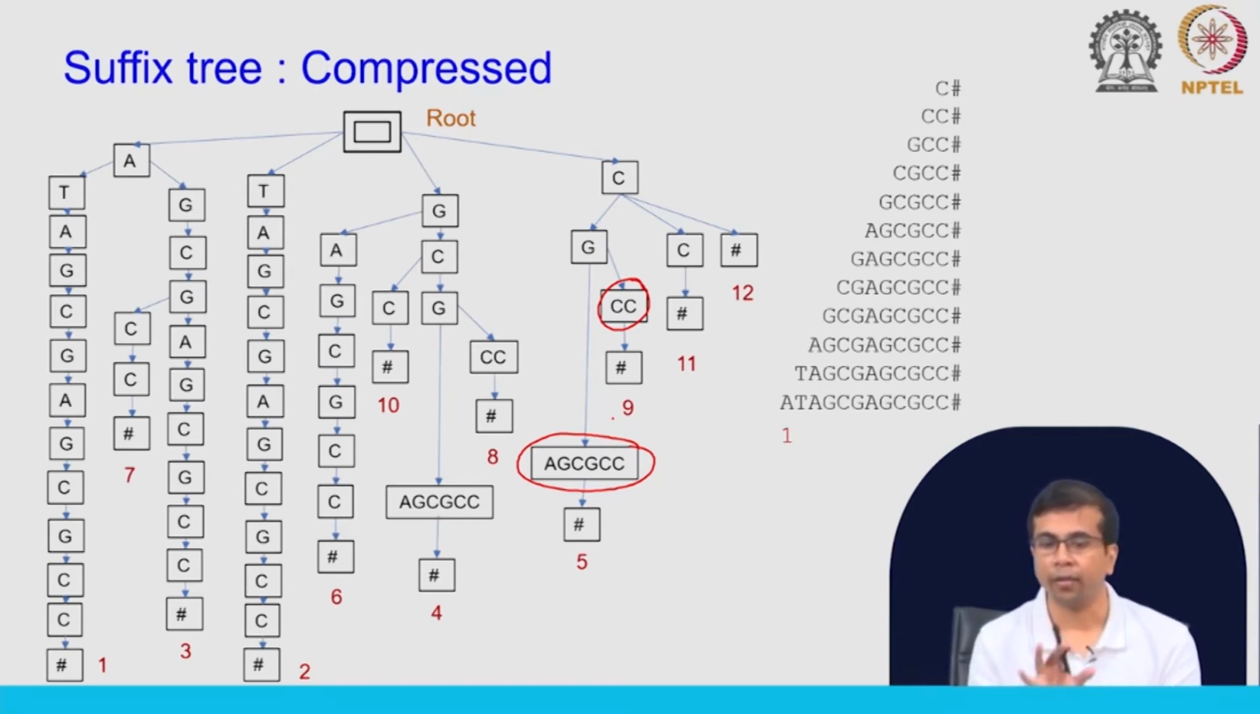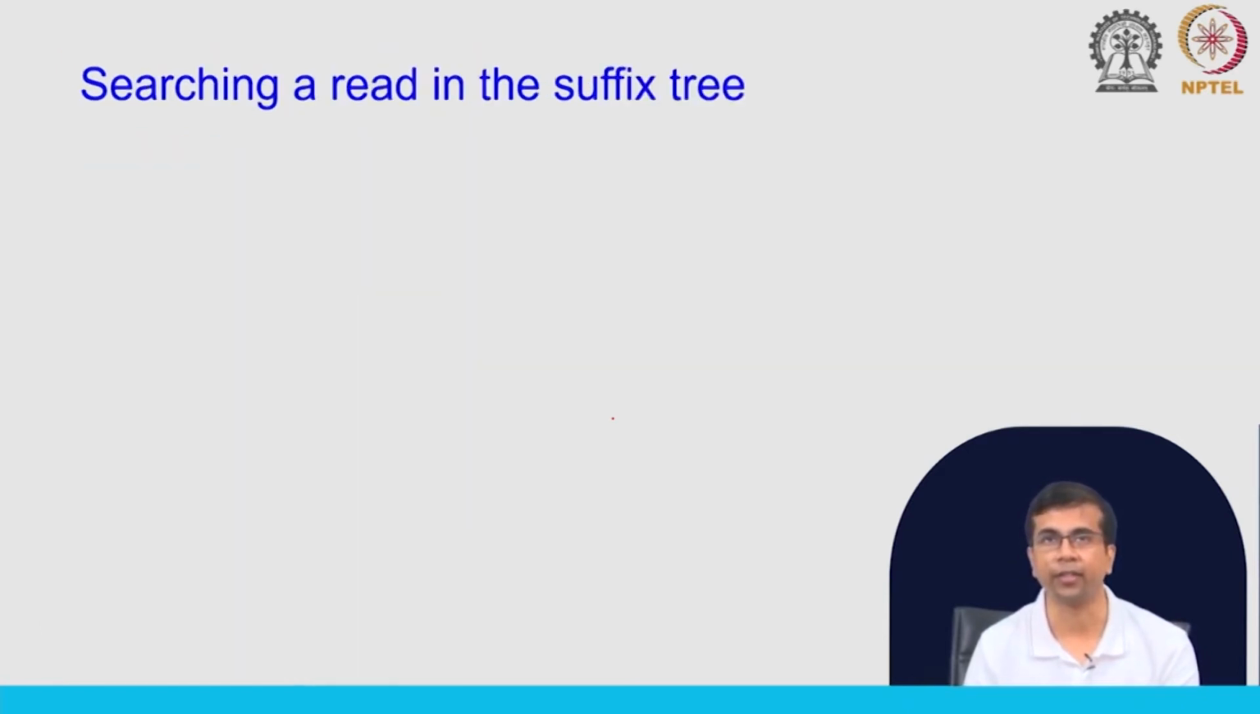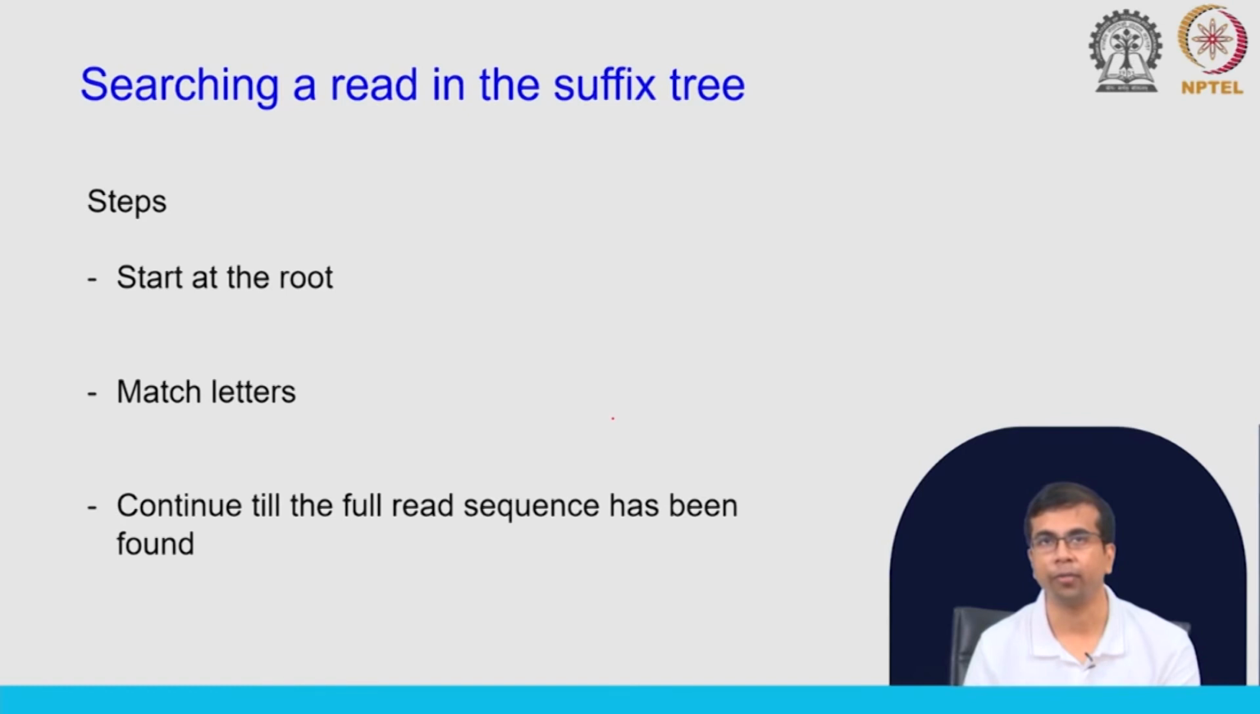We will go back to the original tree and see how we can search for these reads using this suffix tree structure. That is what we are going to do. The steps are: we start at the root and start matching letters from the read, and we continue until the full read sequence has been found.